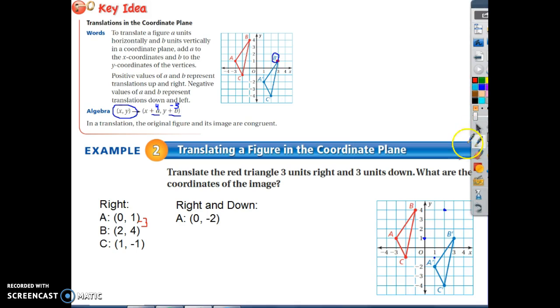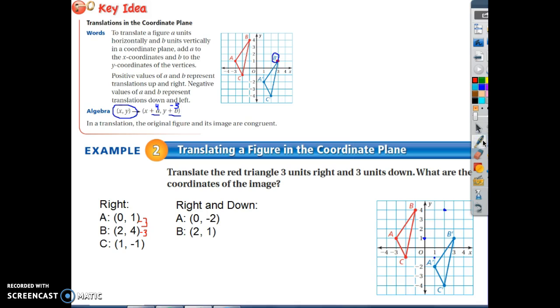I can either count it on the coordinate plane, taking this point B that's already been moved 3 places to the right, and then move it 3 places down, or I can take my coordinate and subtract 3 from the y value. When I subtract 3 from the y value, my x value doesn't change, because I'm not moving it right anymore, but moving it 3 units down causes this 4 to become a 1. So my new point is 2, 1.